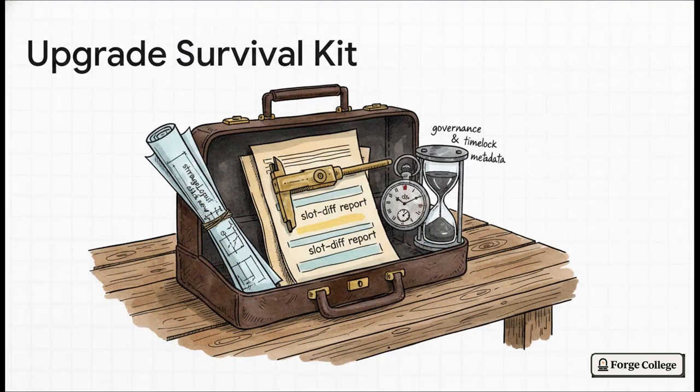So here is your ultimate upgrade survival kit to hand off. 1. Export the storage layout for both implementations. 2. Produce a concrete, undeniable slot diff report. And 3. Include all governance and time lock metadata so the test environment accurately mirrors reality. Hand these over and your QA team will absolutely love you.